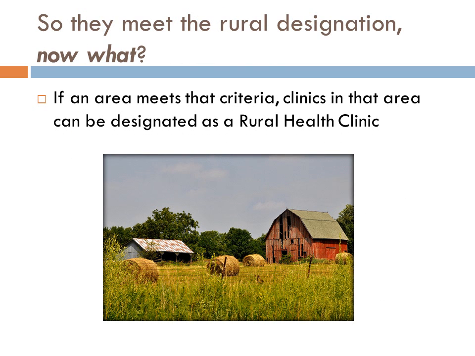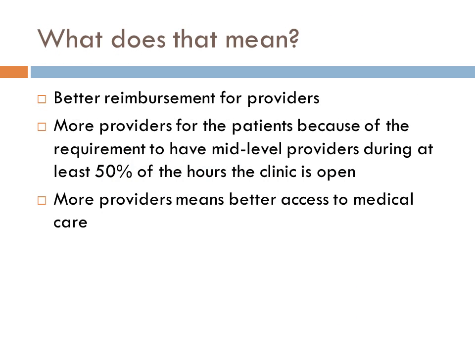So they meet the rural designation. Now what? If an area meets that criteria, clinics in that area can be designated as a rural health clinic. What does that mean? That means better reimbursement for providers. That means more providers for the patient because of the requirement to have mid-level providers during at least 50% of the hours the clinic is open. And more providers means better access to medical care.